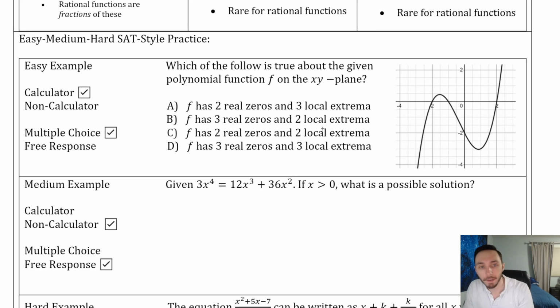In blue, I'm going to find my real zeros. Real zeros are x-intercepts. So I see there's 1, 2, 3. I can already cancel out these choices right here. In green, I'm going to do my extrema. Extrema are mins, or maxes and mins, so highest and lowest points. We can see that there's 2. So we can eliminate this one right here. So 3 real zeros and 2 local extrema gives us choice B as an answer.